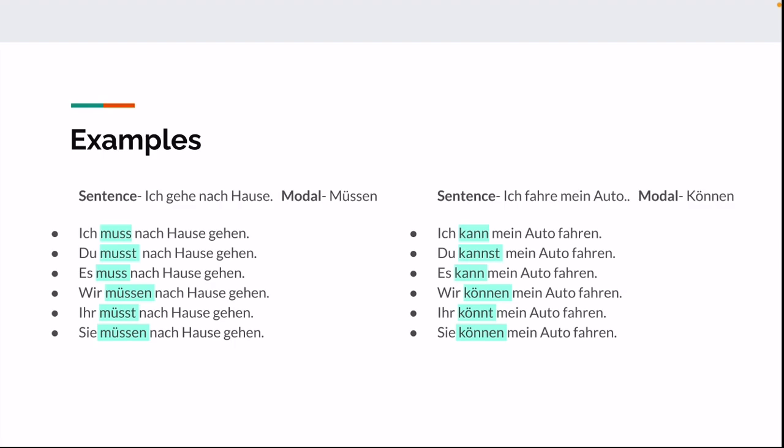Your sentence is ich gehe nach Hause. The modal is müssen on this side. You can see that with ich, du, er/sie/es, wir, ihr, and sie, it is conjugated. Here's your sentence on the left side, or the right side, sorry. Ich fahre mein Auto. The modal is können. You can see with ich, du, er/sie/es, wir, ihr, and sie, it's conjugated. And yes, it does look a little bit different, but that's because of the way the conjugation works.